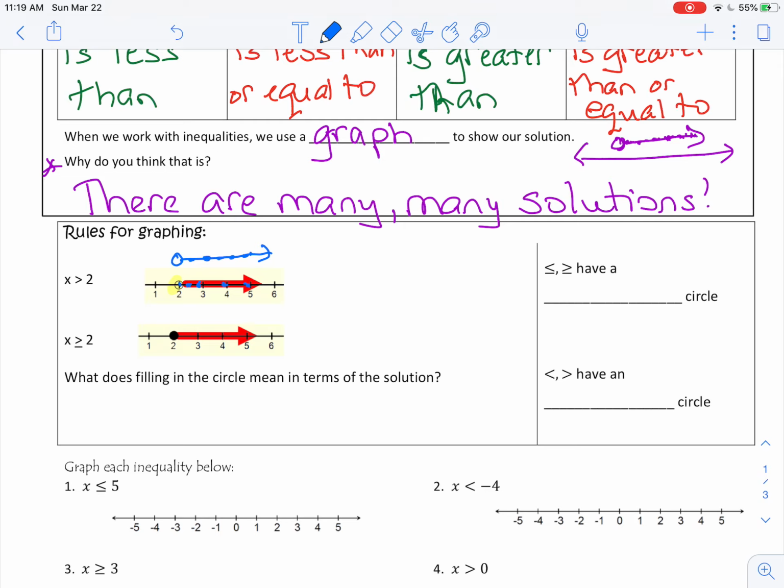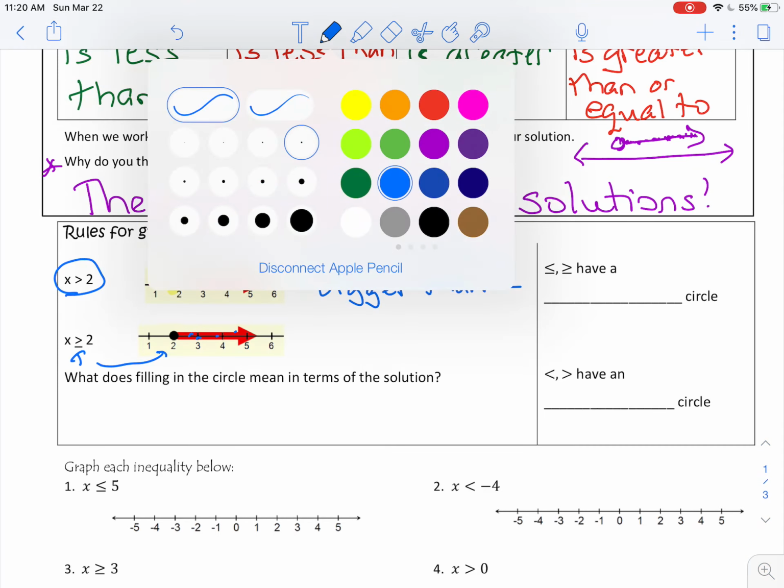Now look at the next inequality. It says, read it, x is greater than or equal to 2. Because it says that it's equal to 2, that dot right there is filled in because 2 is part of the answer. And then, of course, 3 and 4 and 5 and 2.5 and so forth and so on. So this notation might be new for you. Let's take some notes. On the first graph, any number bigger than 2 works. So any number bigger than 2, but not 2. This says that x has to be bigger than 2.